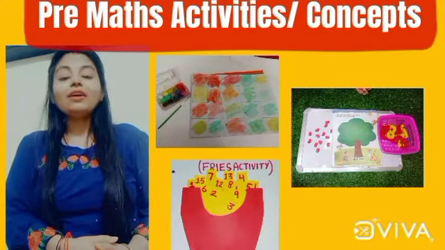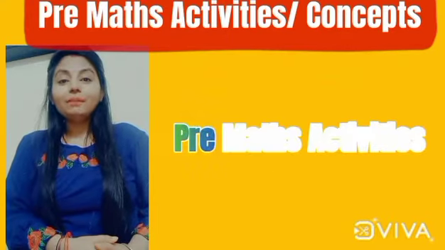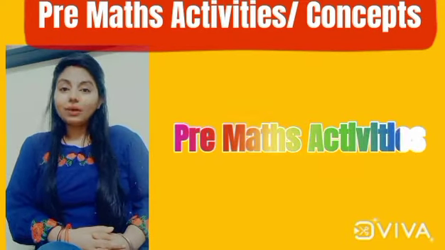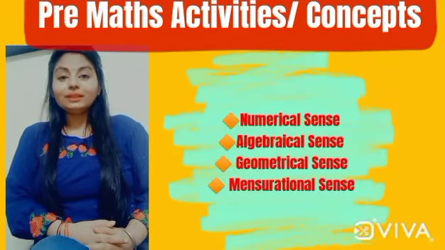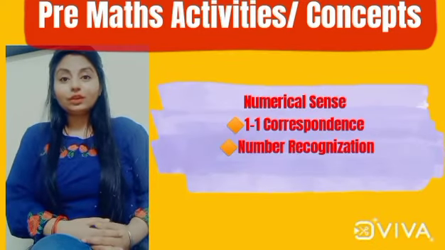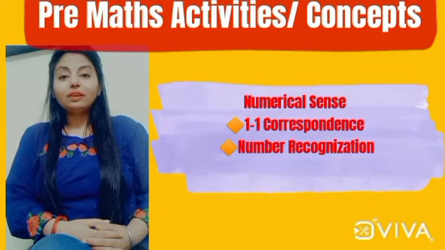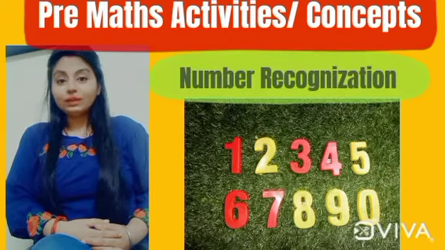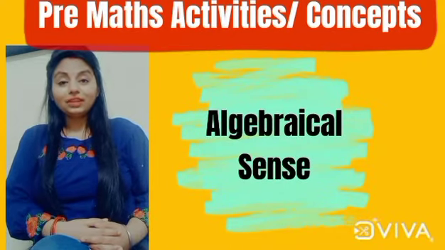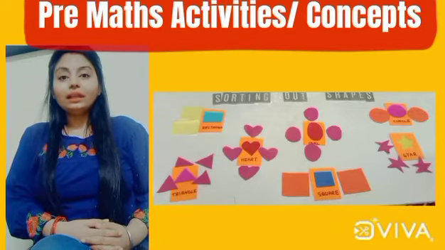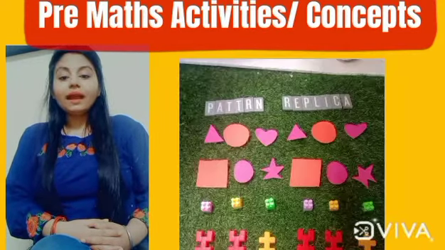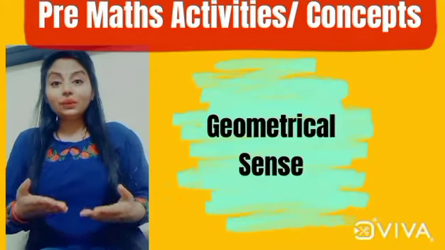So today we are gonna learn about pre-maths concepts and pre-maths activities, and we are also gonna discuss the different categories included in them. The first one is the numerical sense, with concepts like one-to-one correspondence and number recognition. The second one is the algebraical sense. It includes activities and concepts like sorting by shapes, size and quantity, odd one out, and pattern replication.